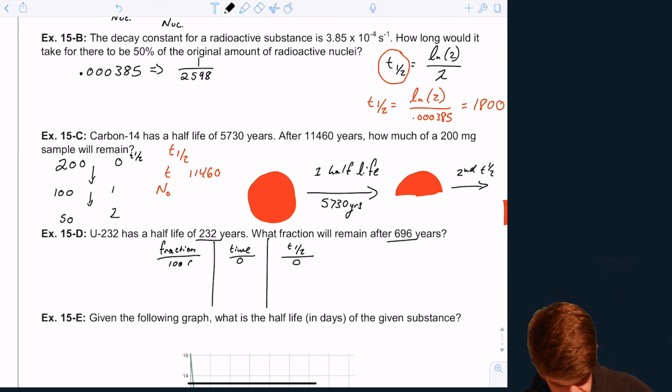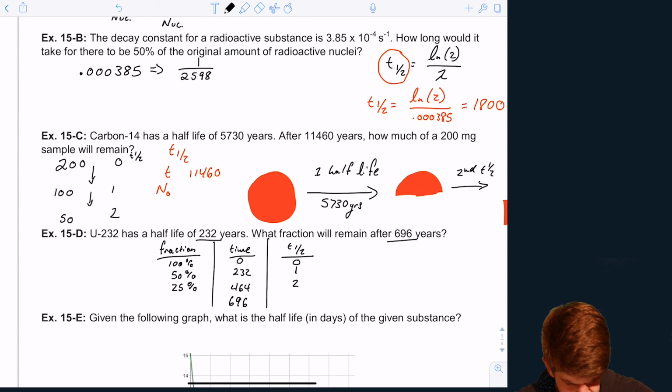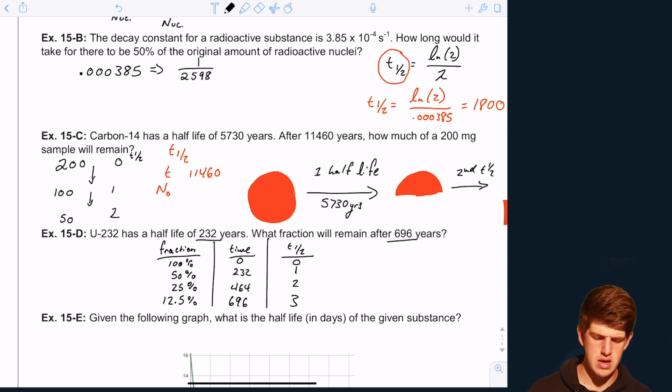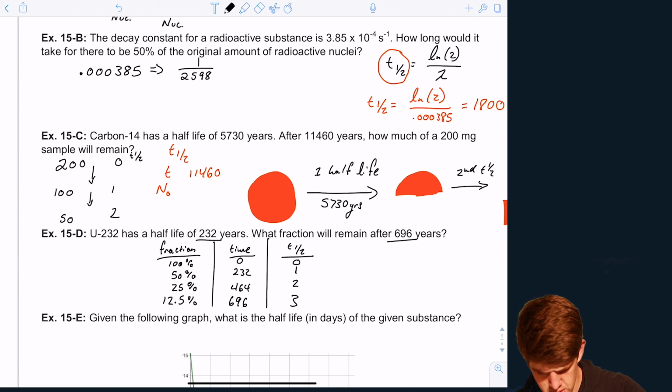Now, what's going to happen? How much am I going to have after 232 years? Well, I'll have 50%. That's the half-life. And that means we'll be through our first half-life now. Going even further, after 464 years, we're now down to 25% of my original sample. That is my second half-life. Now, after my third half-life, 696 years, we will be down to 12.5%. And that is 3 half-lives. So the answer, 12.5%.